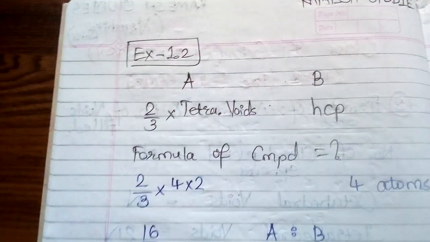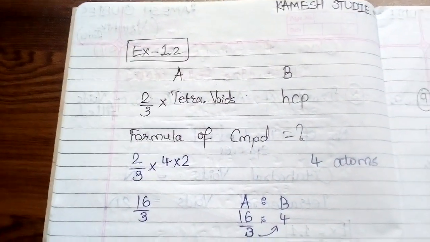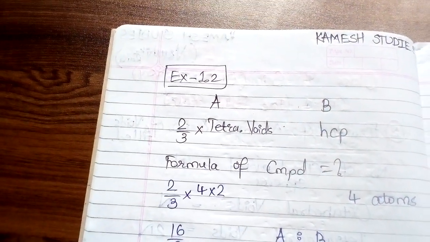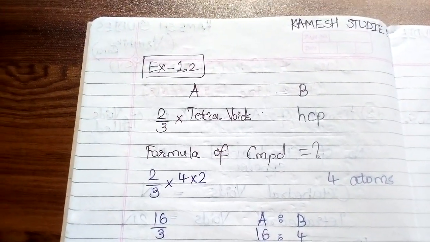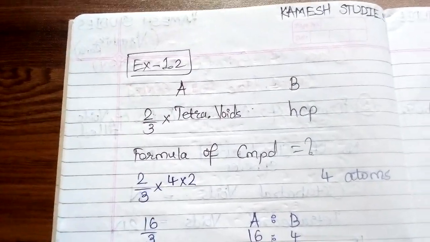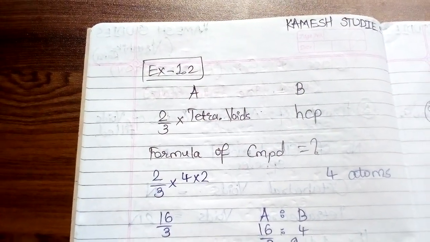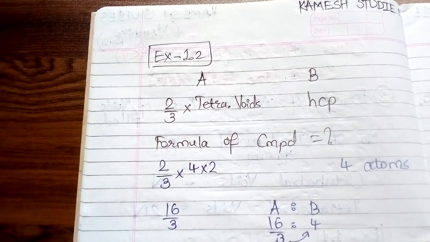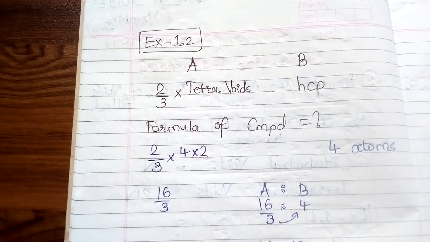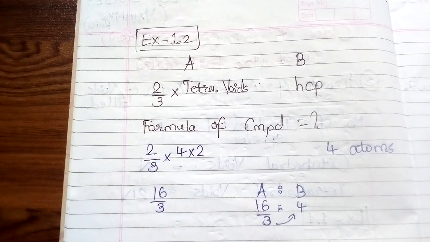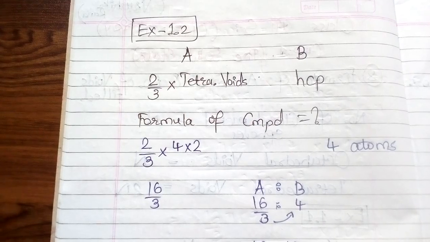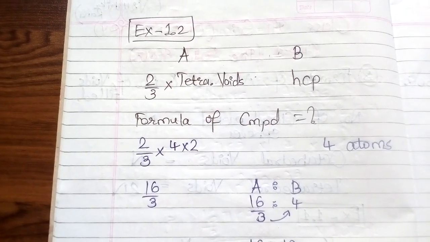So yes, we are having example 1.2. For example 1.2, it is said that I am having A and B. A is given as 2/3 times that of the tetrahedral voids, and B is given as HCP, and I am asked to find the formula of the compound. So you can find it with two different things.